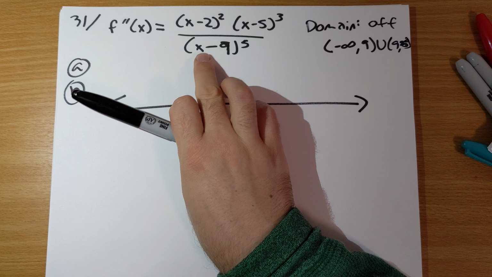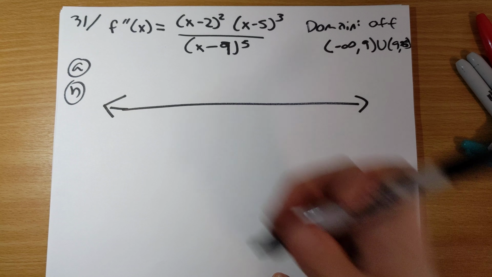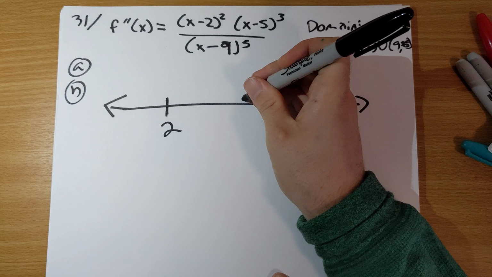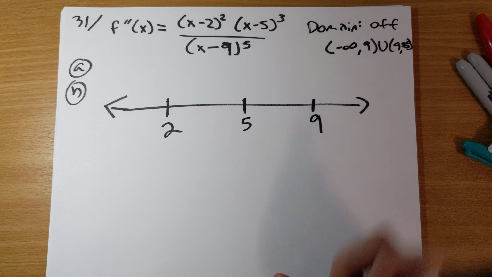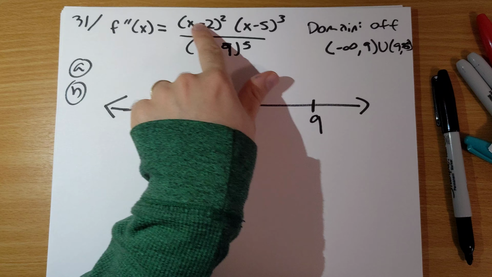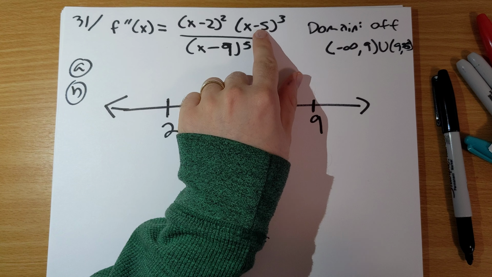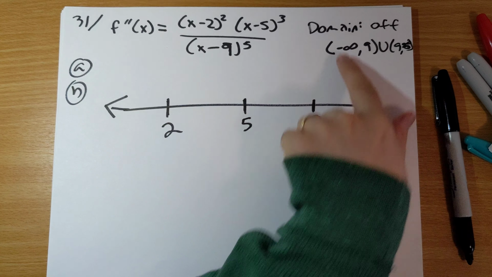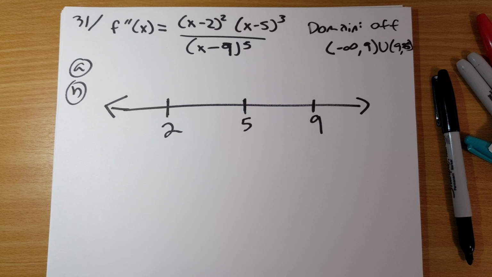So there's 3 trouble spots: 2, 5, and 9. Trouble spot is maybe a strong word here, but there's 3 places in which something could be happening. So x minus 9, the domain doesn't include 9, so we should put that there. And then these 2 factors are 0 at 2 and at 5, respectively, because we want to think about the sign of the second derivative to tell us about concavity. This is why we care about this stuff.